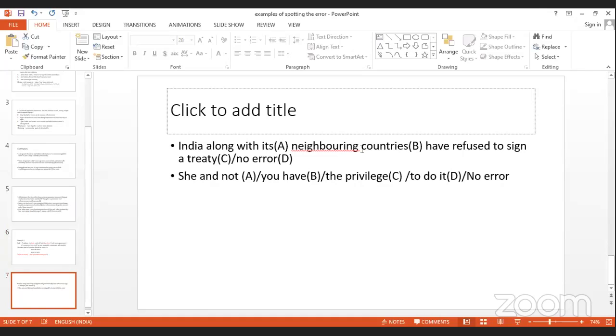India, along with its neighboring countries, have refused to sign a treaty. This is fairly easy. It's a very small sentence. Is there any mistake in this sentence? Any error? Put it up in the chat box. You can see this whole sentence is the subject. The whole sentence from India to countries is the subject.